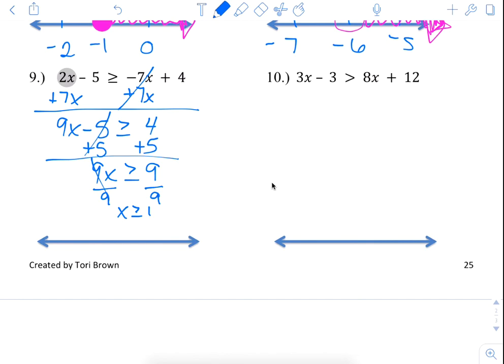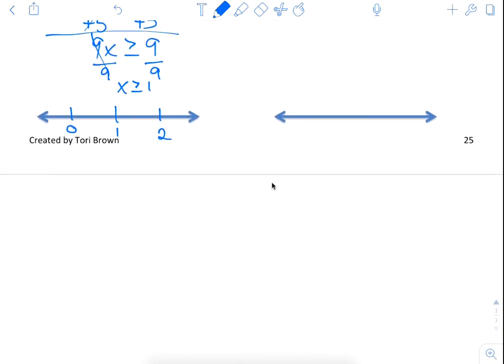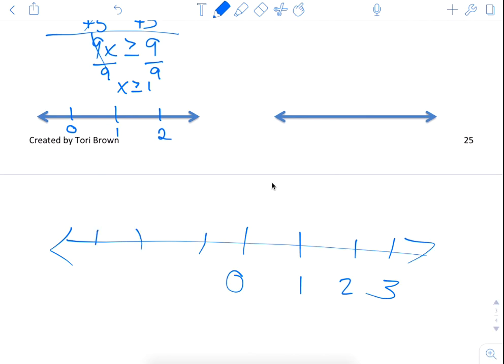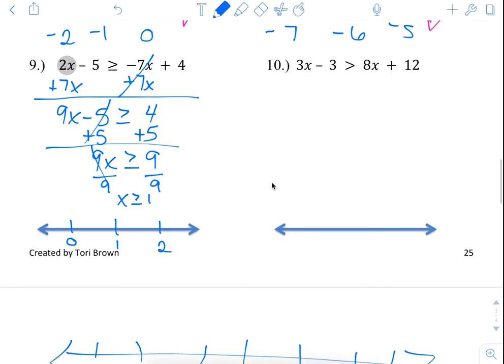No negatives again, not flipping. So I've got a 1. The next number on the left is a 0. The next number on the right is a 2. If you are confused on this ever, think about 0 in the middle. 1, 2, 3. Negatives go the other way. -1, -2, -3. We're in the positives on this one, okay?